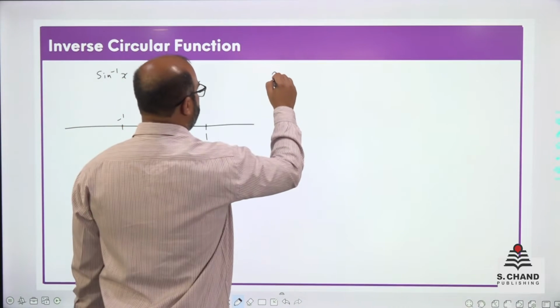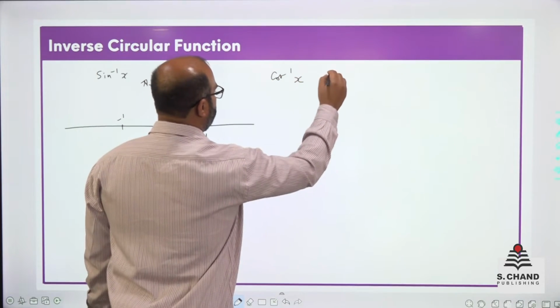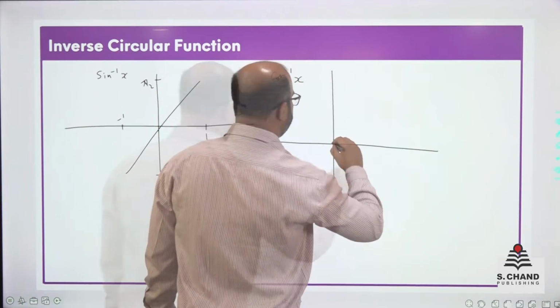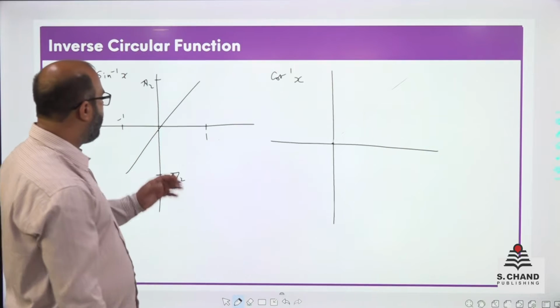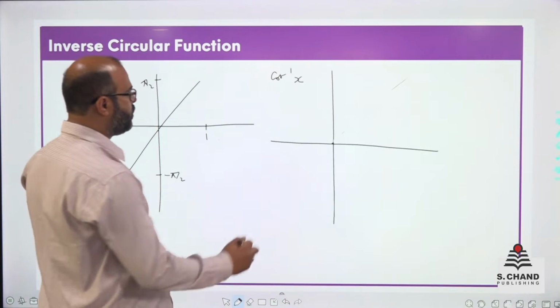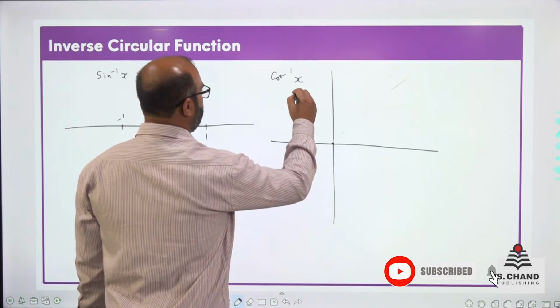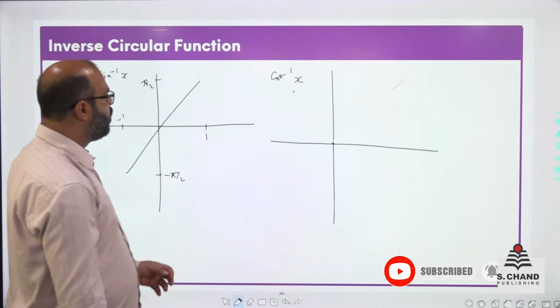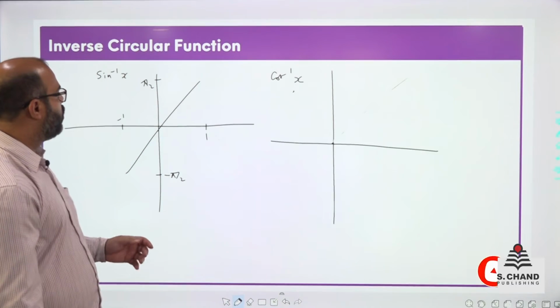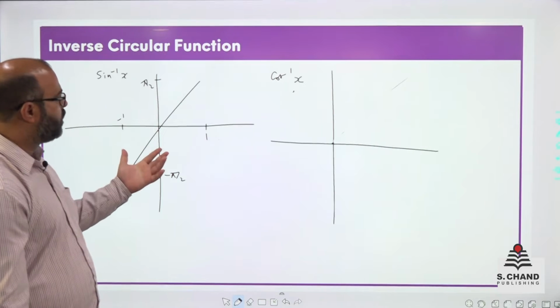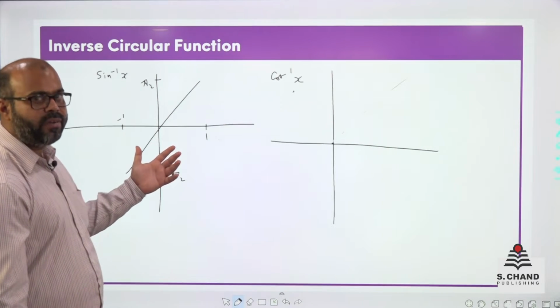For cos inverse x, the graph would be from 0 to pi like this. Cos inverse of minus 1 if you take, it will take pi, and cos inverse of 0 if you will take, it will be pi by 2, and cos inverse of 1 if you will take, that will be 0.